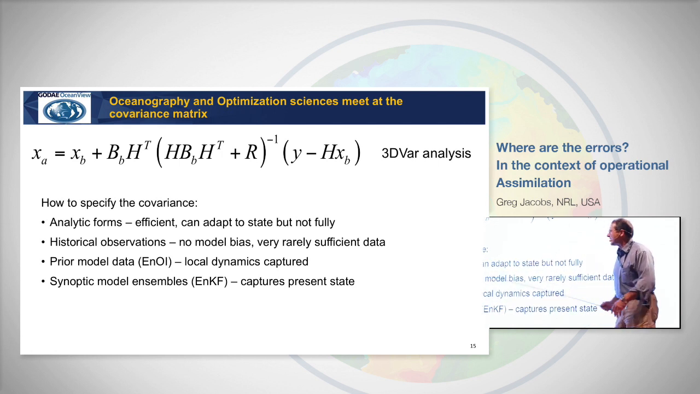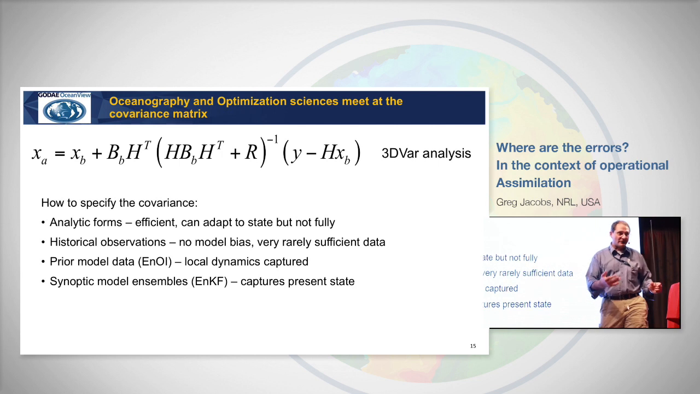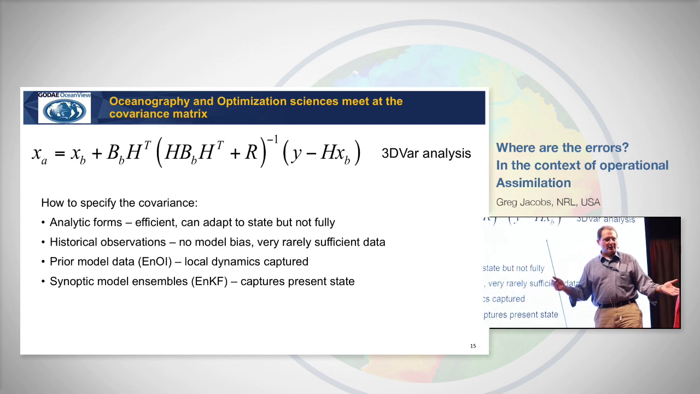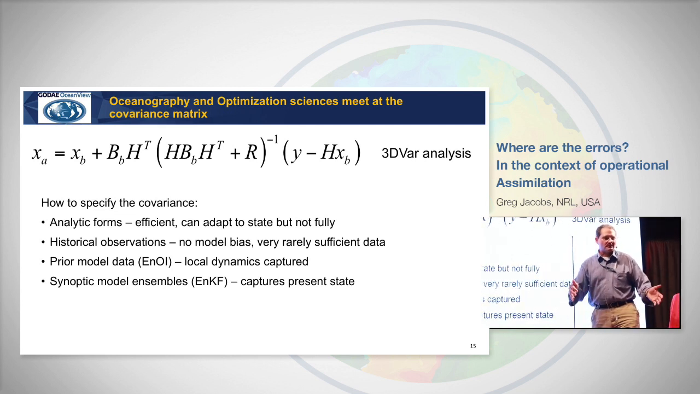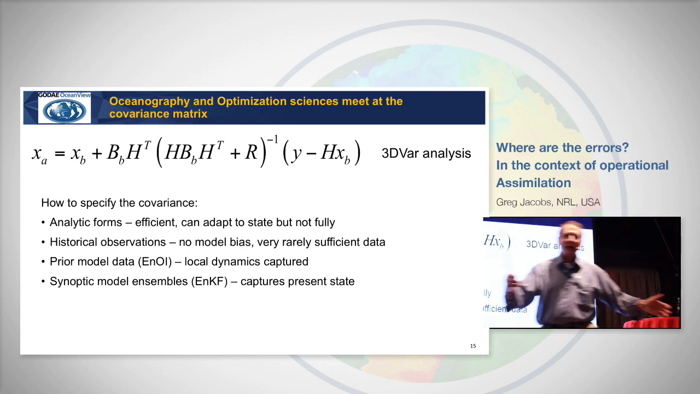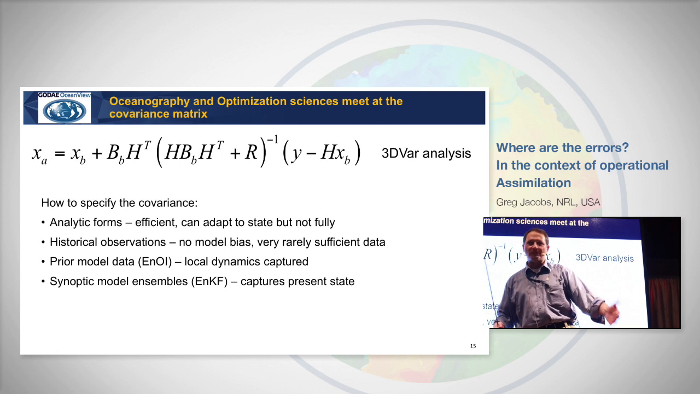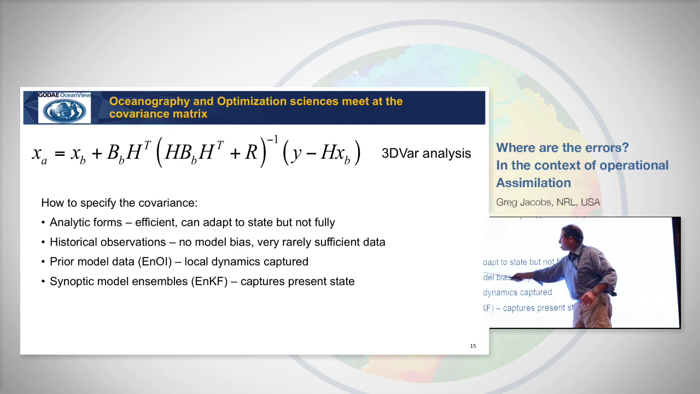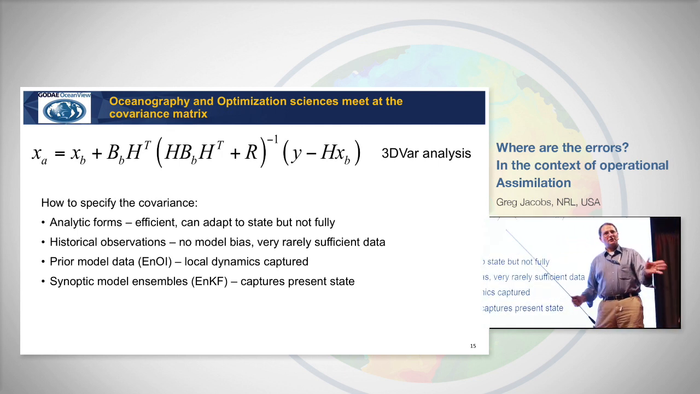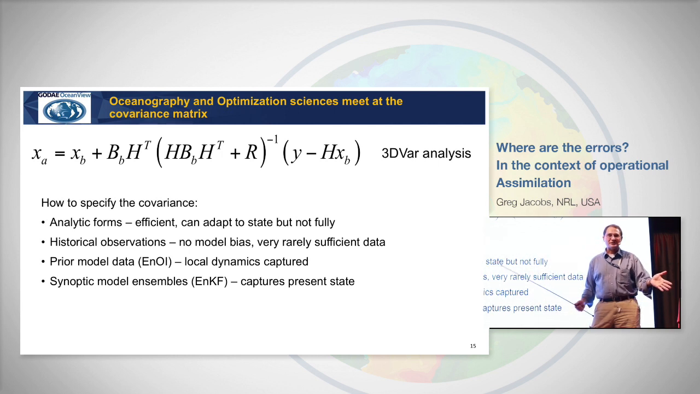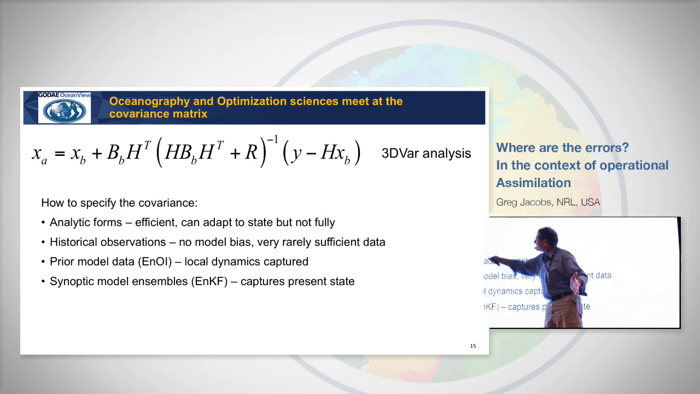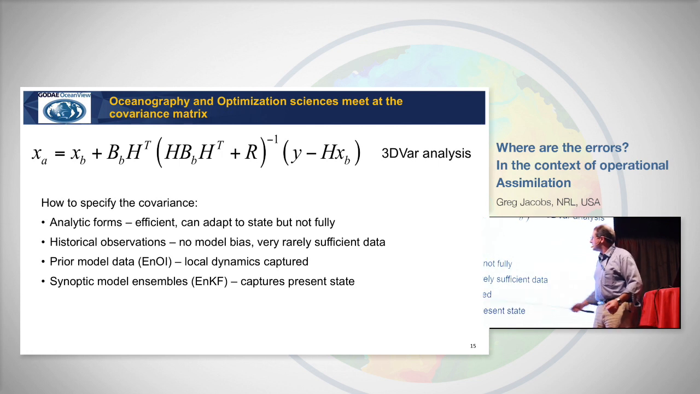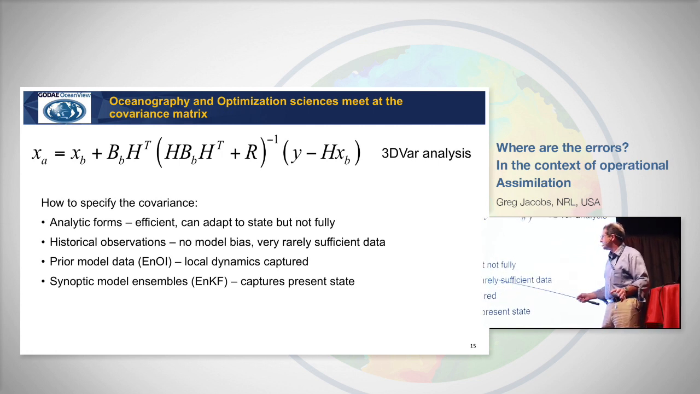There are different approaches. Some people use analytic forms. Coding those is numerically efficient. One of the big considerations in specifying B is that you want it to adapt to the local conditions. So if I know I'm in an eddy versus outside of an eddy, the relation of the vertical temperature and salinity structure is going to be very different in those two situations. So there are some benefits and drawbacks to these. Using historical observations, there's no model bias in historical observations. But this is 10^9 by 10^9. We don't have that many in situ profiles to make confident statistics. So there's rarely sufficient data to actually go with this approach.